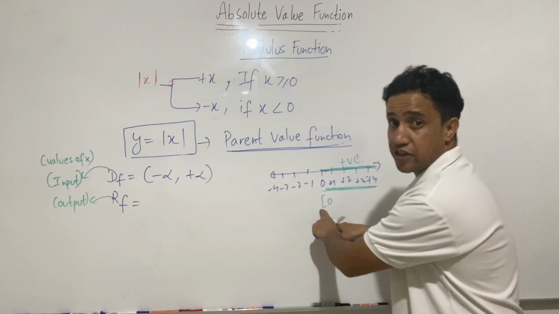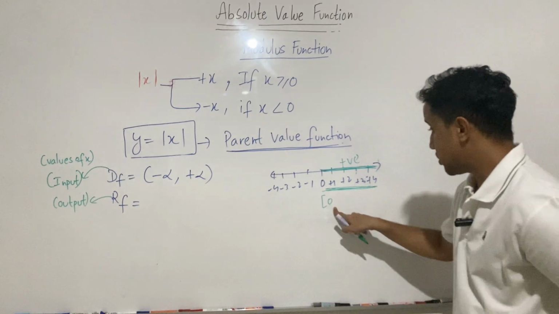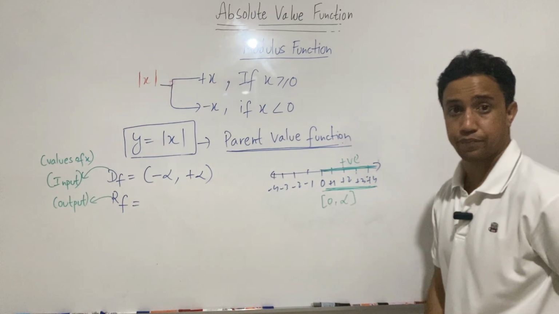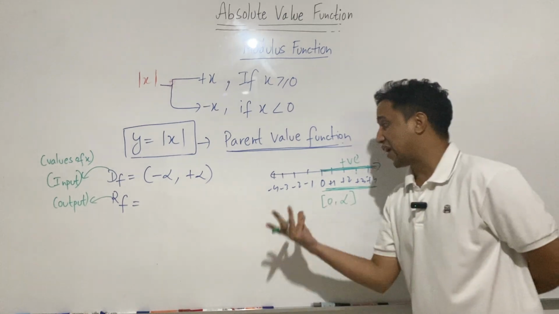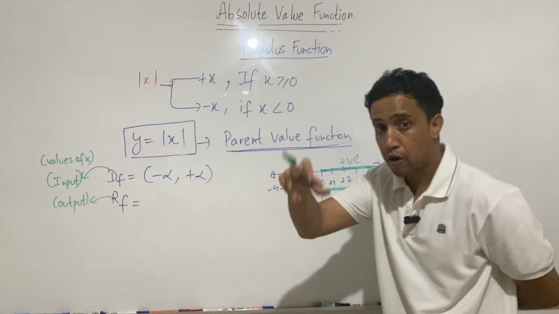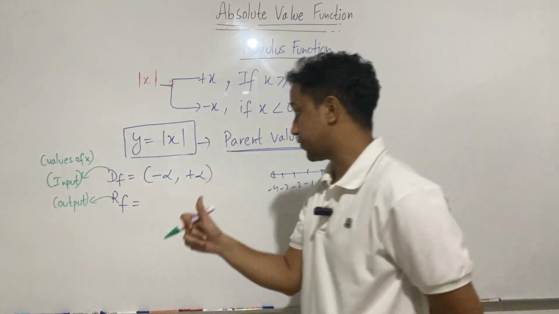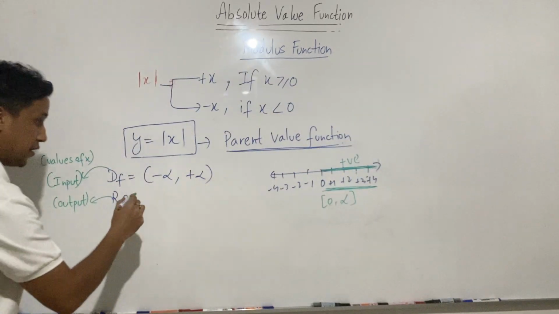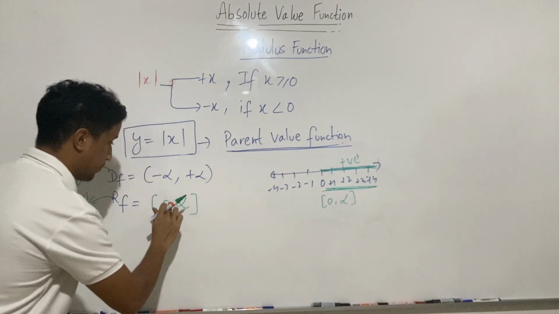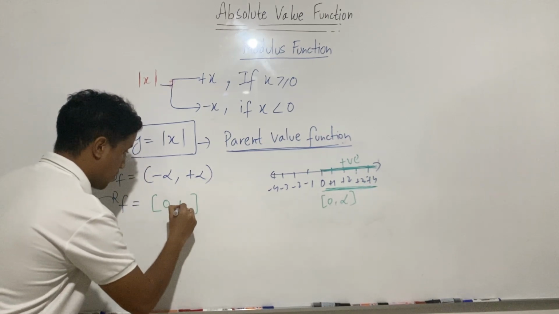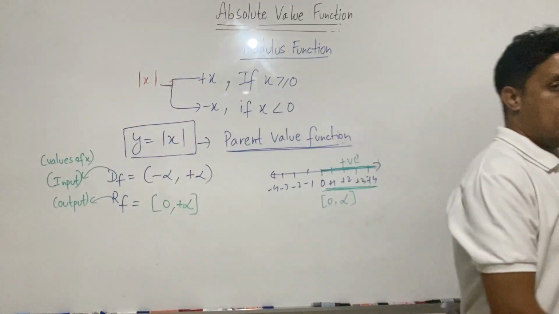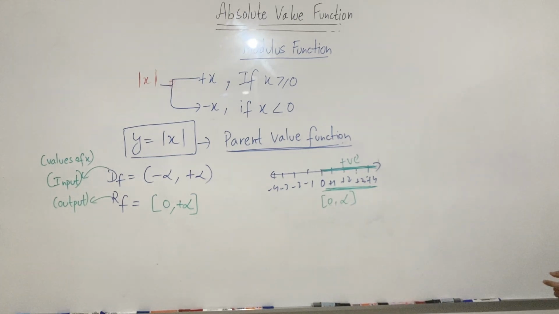So can I say my range is from 0, because this means 0 is included. This is a bracket of inclusion. So 0 included to infinity. Because when you put any negative integer in the modulus function, it pops out as positive. So the range, I would say here, is 0 to positive infinity.